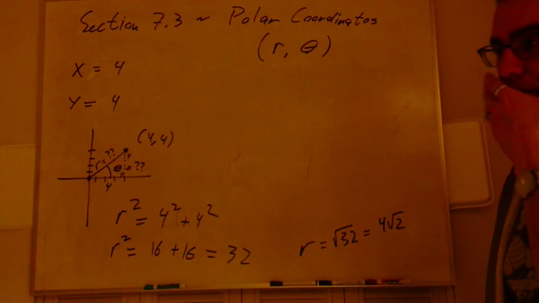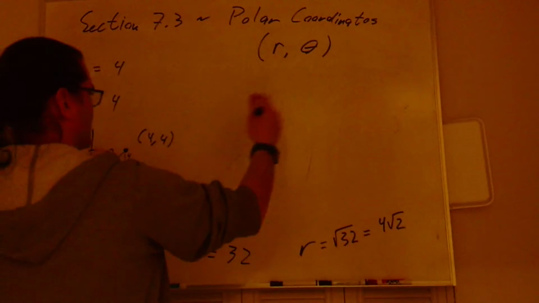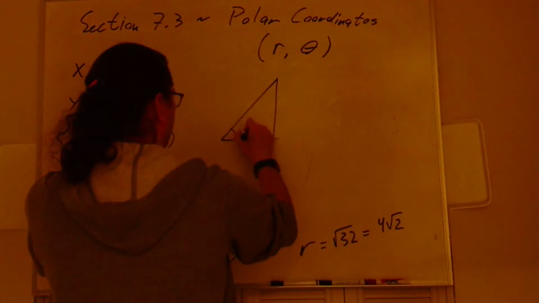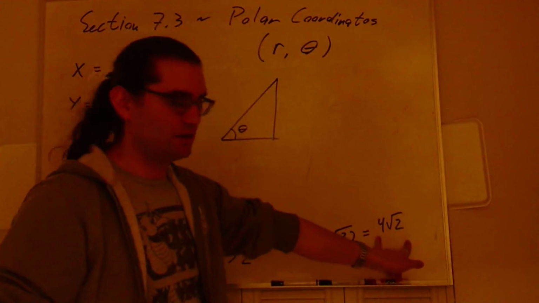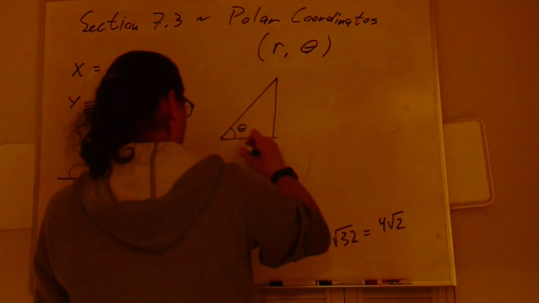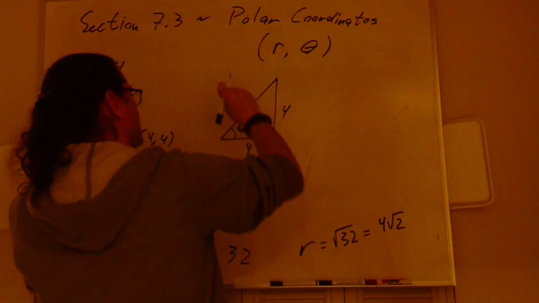So here's kind of the weird thing about theta. What we have here, I'm going to sort of expand this over here just a little bit. What we have here is a right triangle. At this point, because I've already found r, I know all three sides. I know that this is 4, that was given. I know that this is 4, that was given. I know that this is 4 root 2.